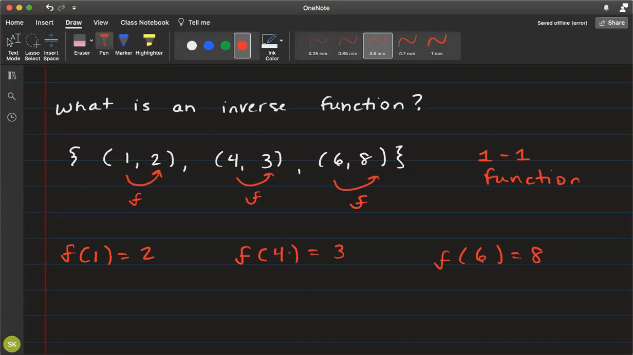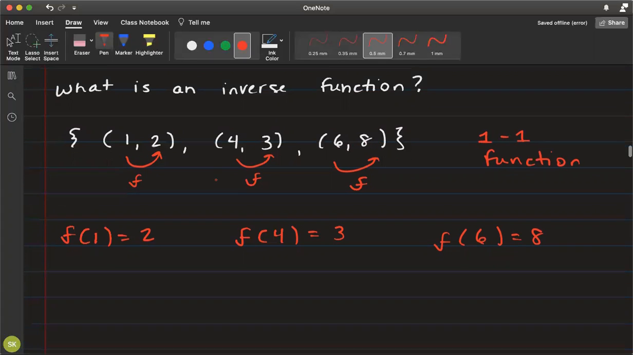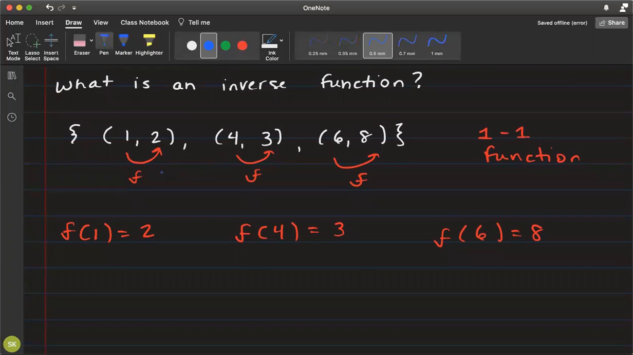When you have a one-to-one function, you can have something called an inverse function. In fact, you always have an inverse function for a one-to-one function. What an inverse function does is go backwards. So an inverse function sends 2 to 1. We call this f inverse, like this, and 3 back to 4, and 8 back to 6. So it's like undoing what we've done.